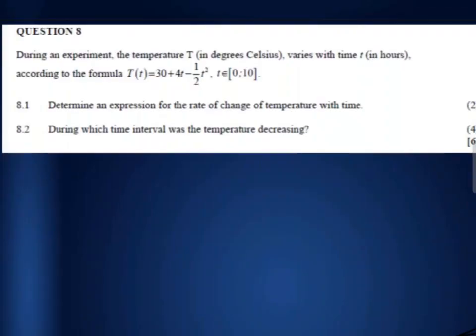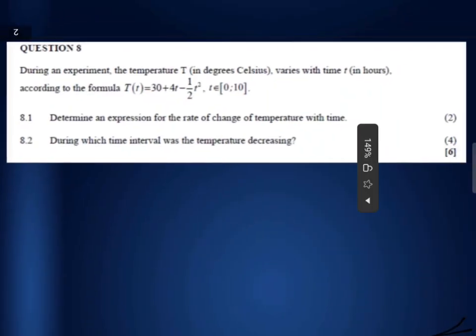So now let's start with this particular question before we go to some very interesting questions. They said, just in case it's not clear, during an experiment, the temperature T in degrees Celsius varies with time in hours according to the formula. So they gave you the temperature in degrees Celsius and the time in hours. It's important to know the unit, right? Sometimes the time will be in seconds, sometimes it will be in hours.